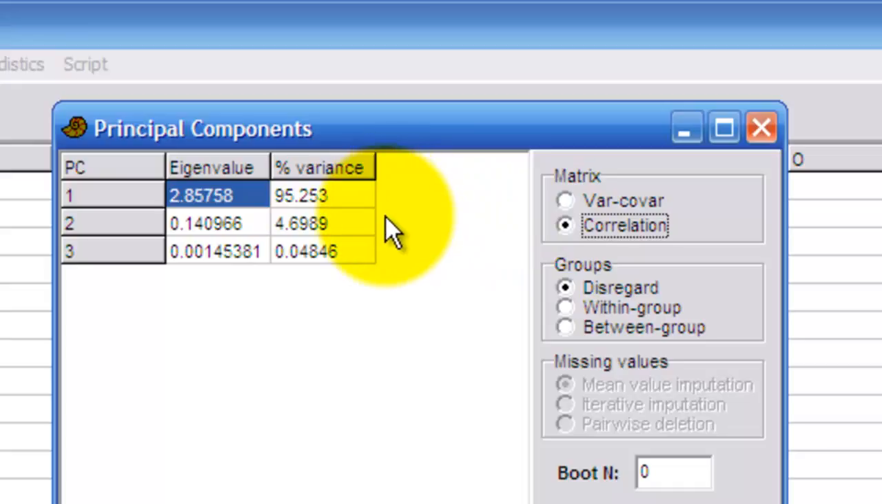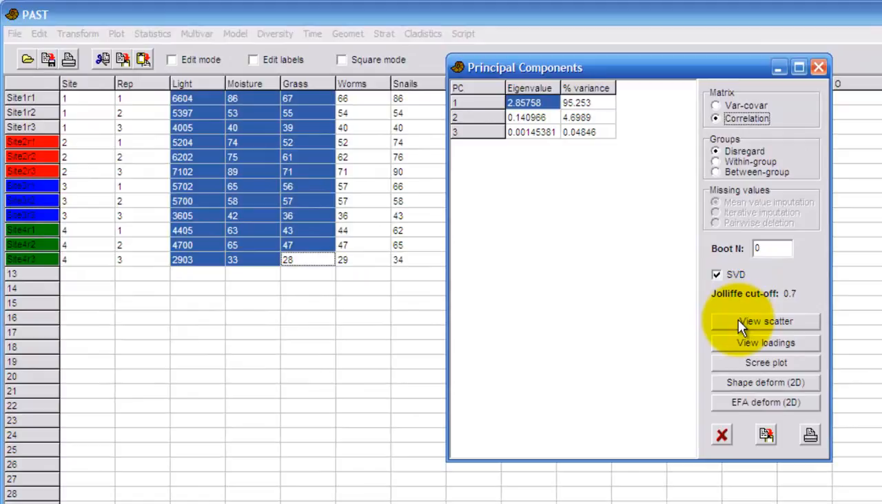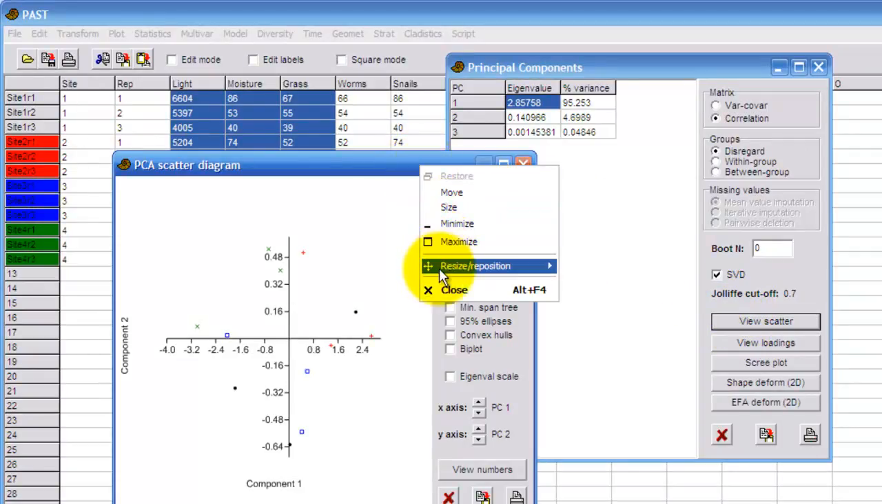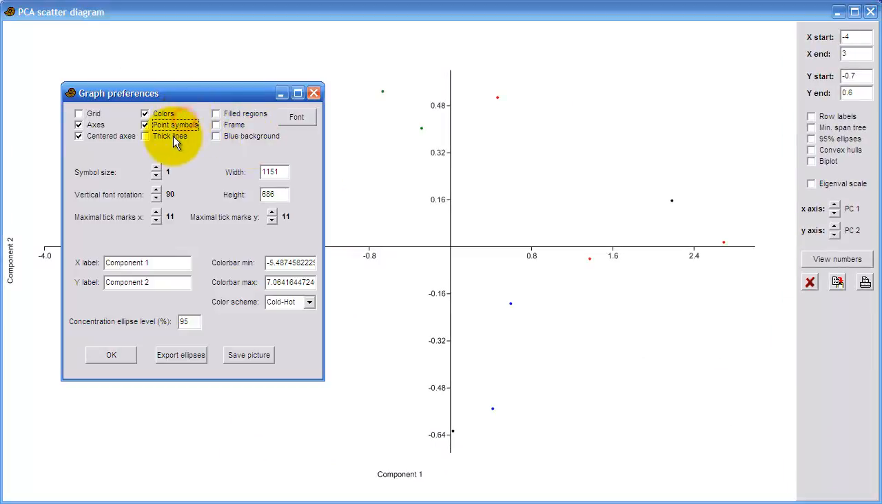And the results we get here are similar to what we had for the principal coordinates on the animals. A large amount of the variance, 95%, is associated with axis 1, another, a little bit less than 5%, with axis 2, and the last part with axis 3. So let's have a look at the scatter plot.